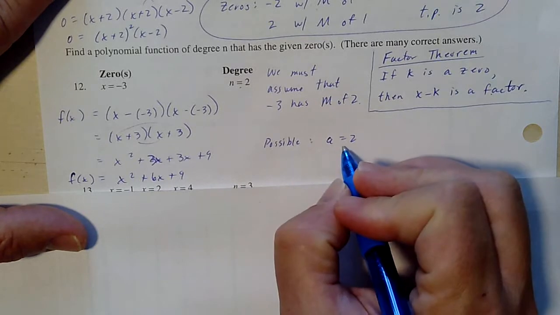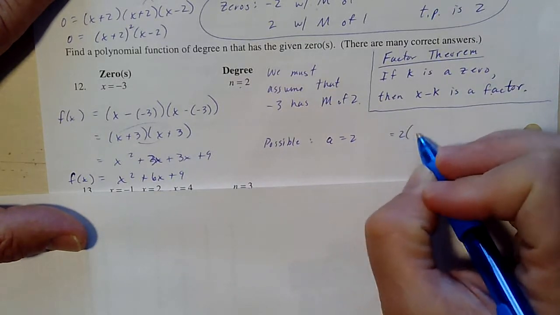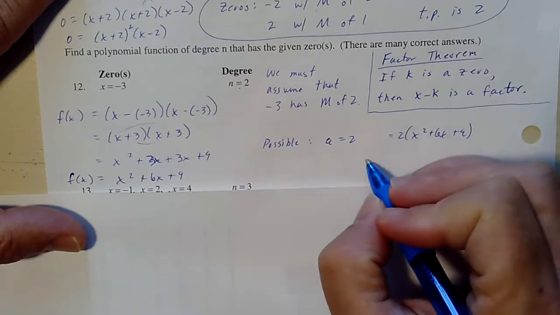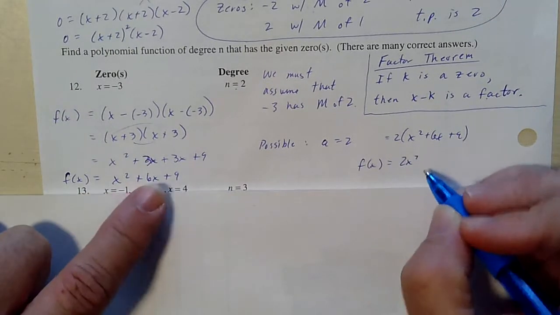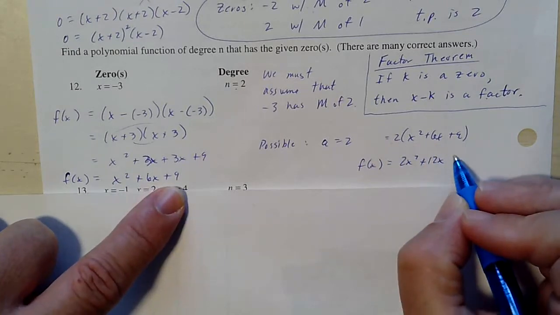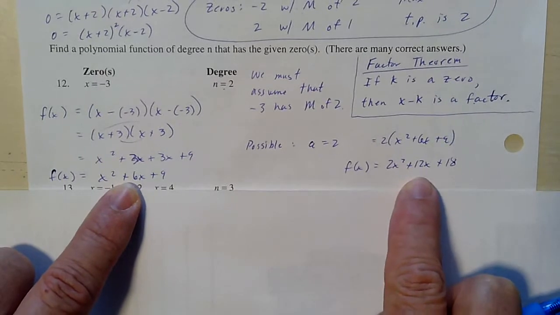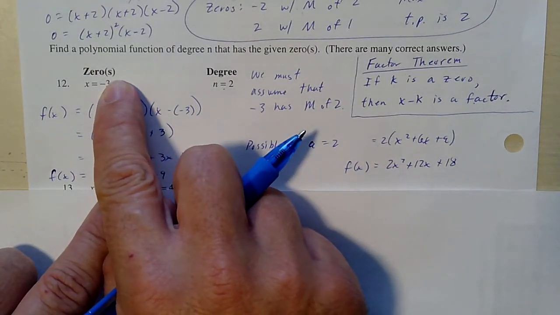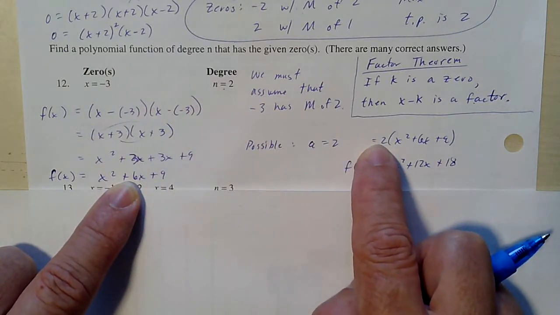Just watch. So if a is 2, I'm going to do 2 times x squared plus 6x plus 9. And I get this new function. So 2x squared, multiply 2 here to get 12x, and then 2 times the 9 gives me 18. Now, what do these two functions have in common? They have the same zeros. But by multiplying by 2, it just stretches the graph out if we were to analyze that.